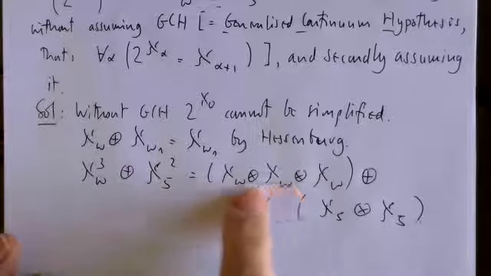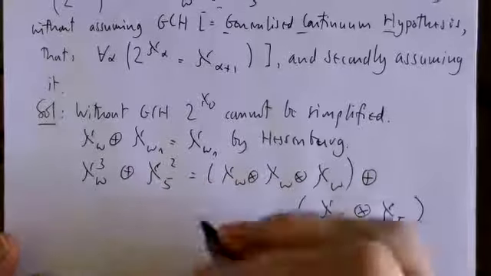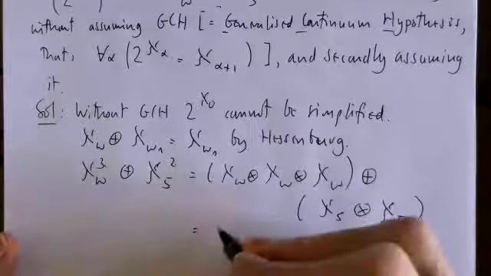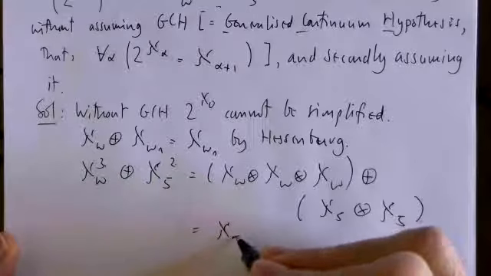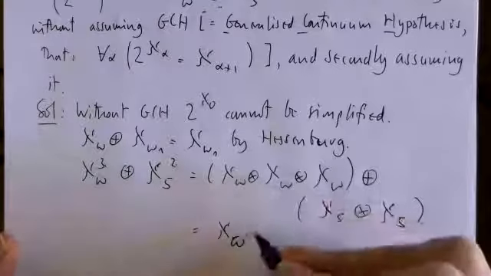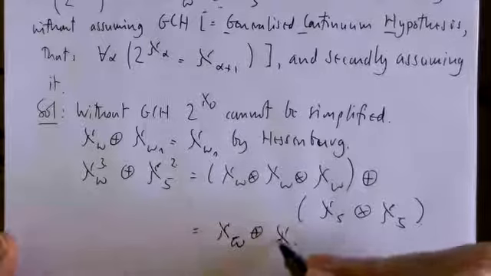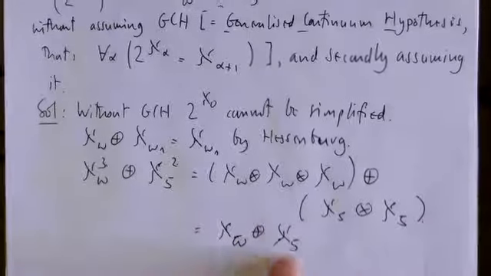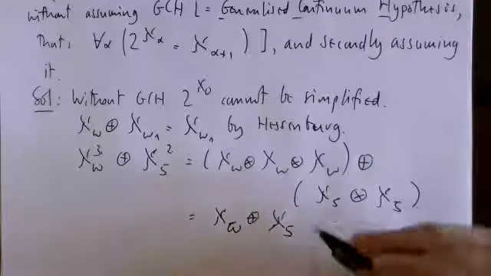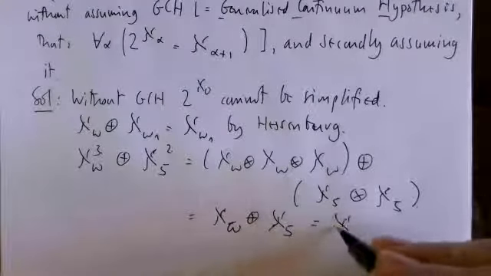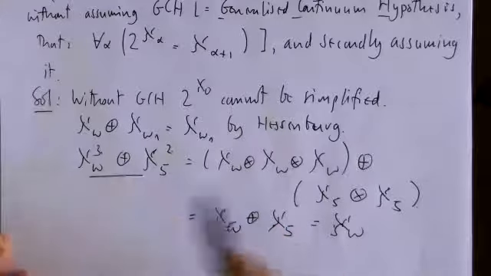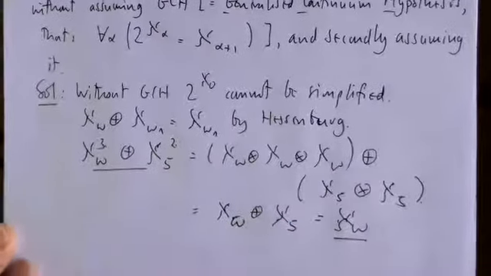Well, this is always the larger of the two. These are all the same, and these two are the same. So actually, these finite exponents up here are neither here nor there. So this is just Aleph omega plus Aleph 5. And now, by Hessenberg, it's the larger of the two. So this one we can simplify to this.